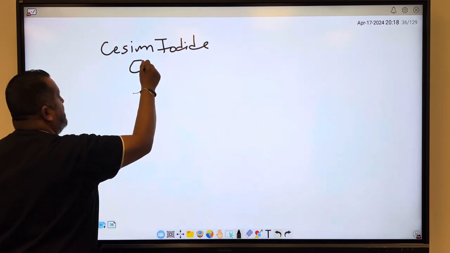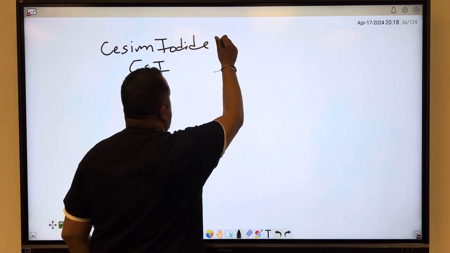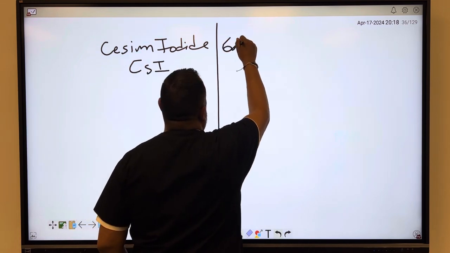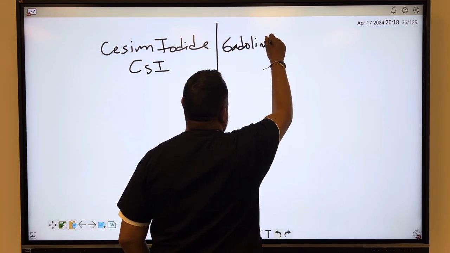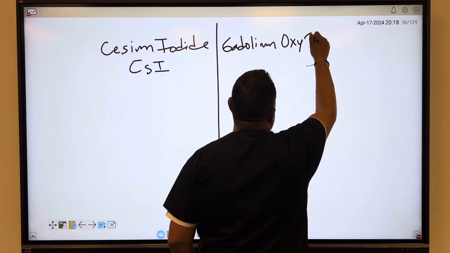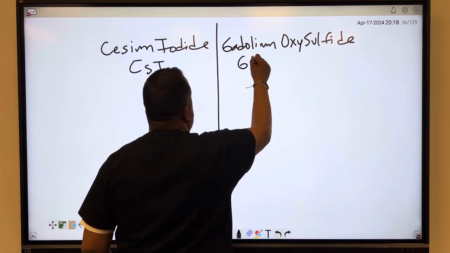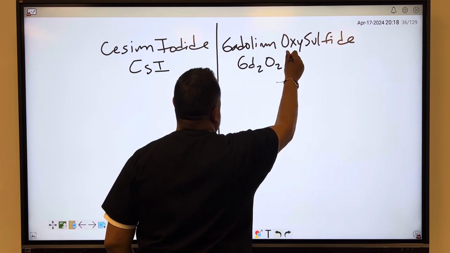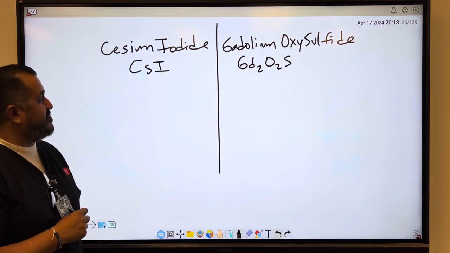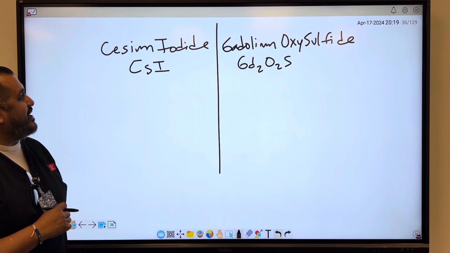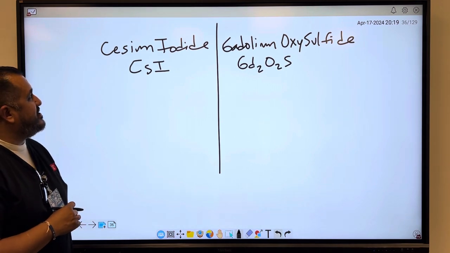So cesium iodide is abbreviated CsI. And on this side, I'll put gadolinium oxysulfide. It's Gd2O2S, I believe. If I'm wrong, I'm sorry. So, gadolinium oxysulfide and cesium iodide.